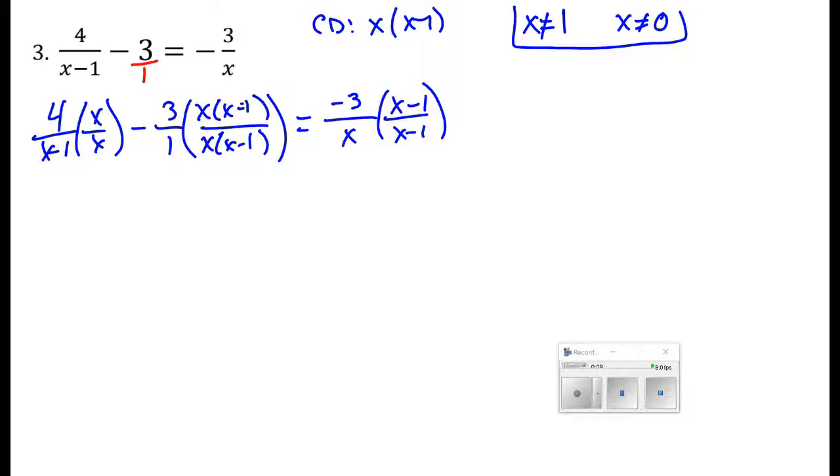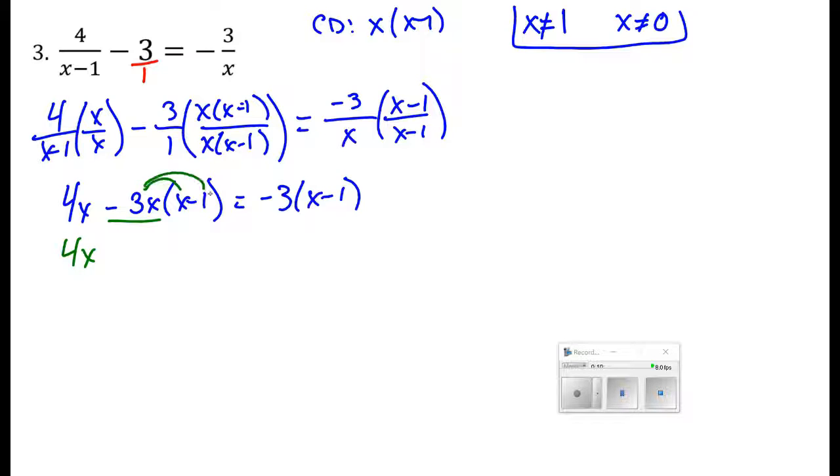So now that I have a common denominator, we equate the numerators. 4x minus 3x times x minus 1 equals negative 3 times x minus 1. Let's distribute. 4x, I'm going to distribute a negative 3x in, so minus 3x squared plus 3x equals negative 3x plus 3. So this is a quadratic equation, so I'm going to set it equal to 0 and then factor.